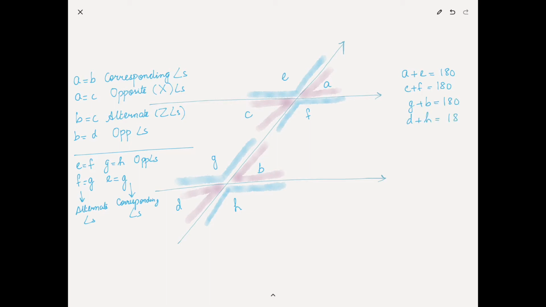So A plus E are angles on a straight line, they add up to 180. C and F add up to 180. G and B add up to 180. D and H add up to 180. And so they are all supplementary angles which add up to 180. E plus A are angles on a straight line, whereas F and B also add up to 180, but they are angles inside parallel lines. So you have two sets of angles, and if you know only one angle inside parallel lines, you can find all the others. Now let's look at triangles.